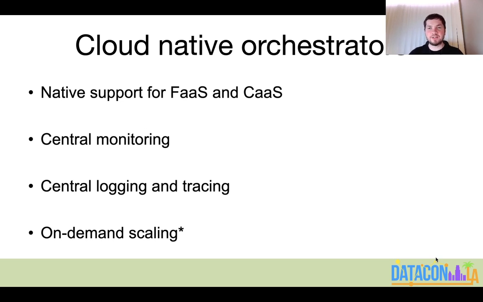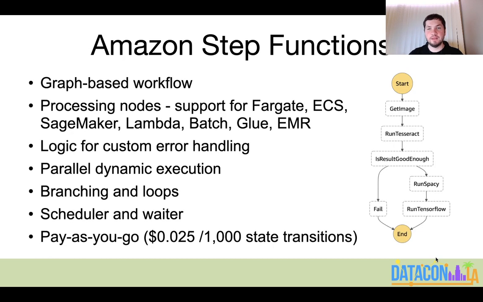So cloud native orchestrators are the best for our sort of workflows, where we would need to combine different services together because it has native support for them. It has central monitoring, so it's easier to troubleshoot your application. And with logging and tracing, you can actually construct very complex logic. And it scales on demand. So there are multiple services available to you if you want to construct this kind of workflow.